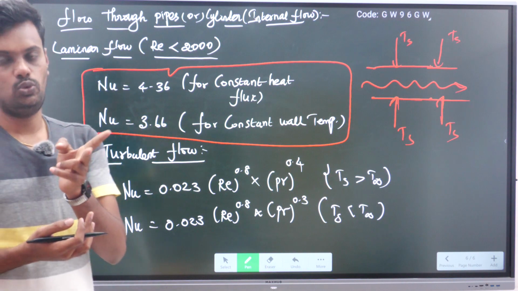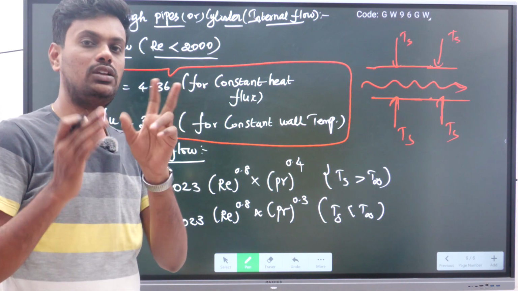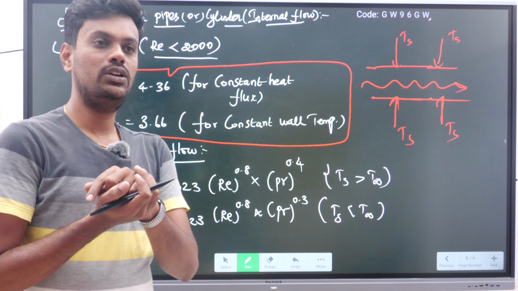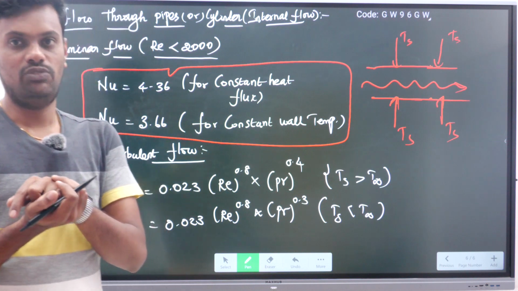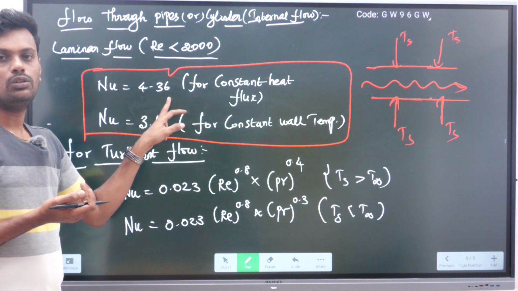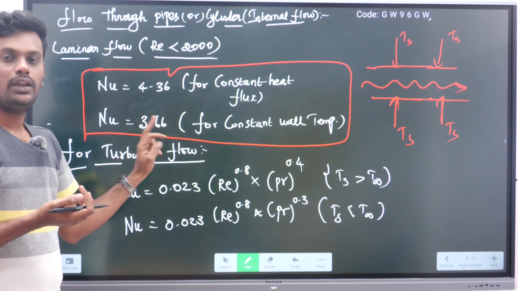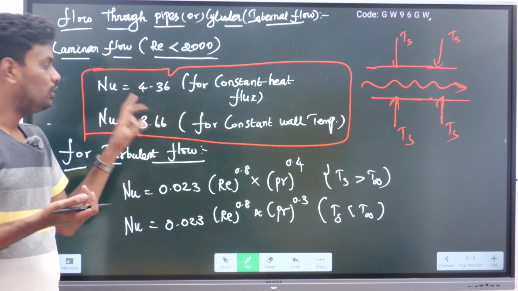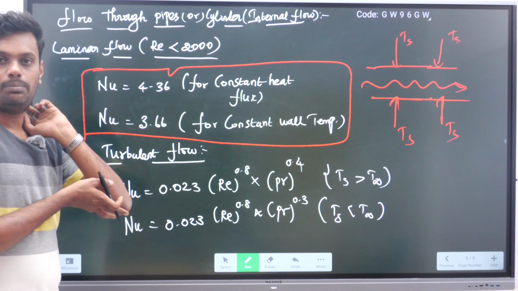There are two conditions: one is maintaining constant heat flux at the wall, the other is constant temperature of the wall. If you maintain constant heat flux for laminar flow, the Nusselt number is equal to 4.36. If you maintain the wall temperature as constant, then the Nusselt number is equal to 3.66.